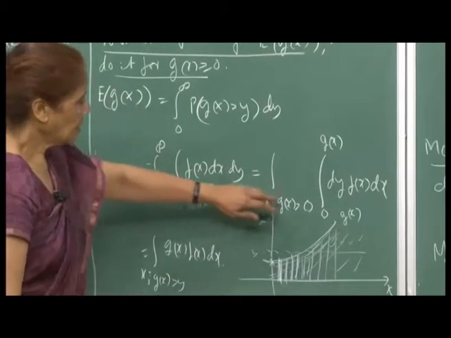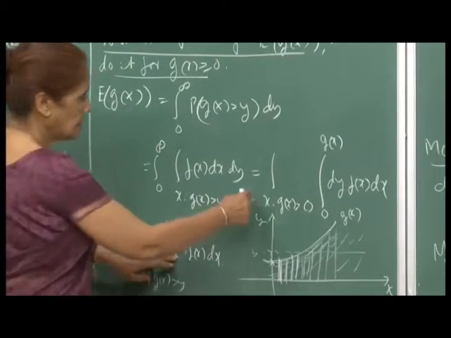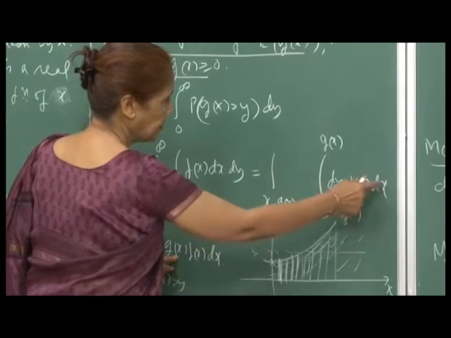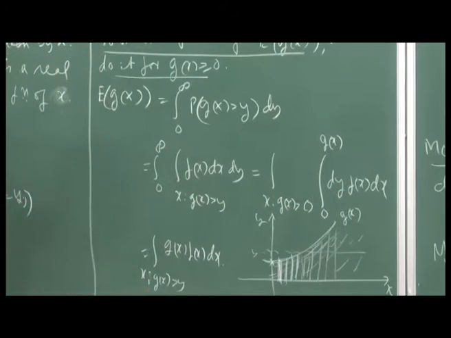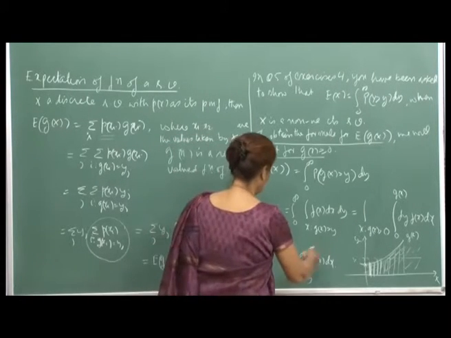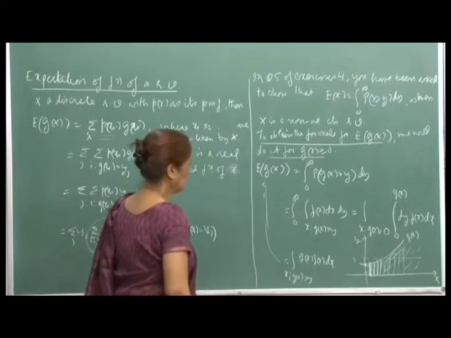So, this is it. Now, integral 0 to g(x) dy simply becomes g(x), and then this is the integral over x such that g(x) is positive of g(x) f(x) dx. Last integral, the computation has to be for all x such that g(x) is greater than 0. This is equal to this.